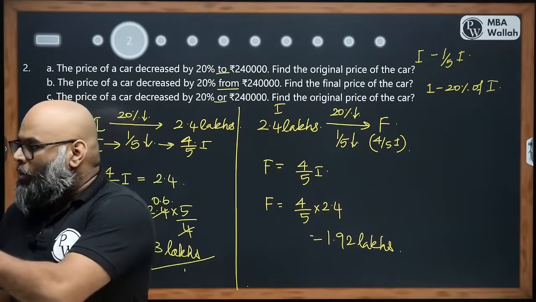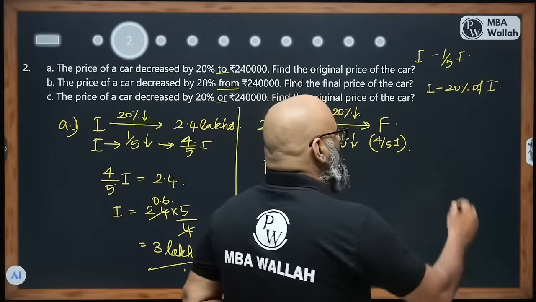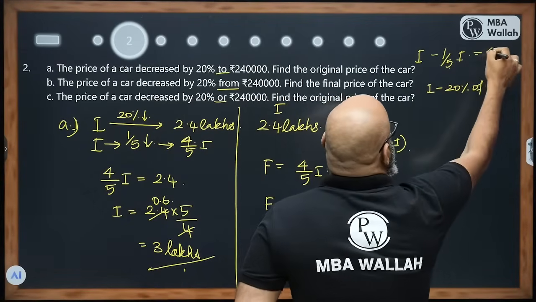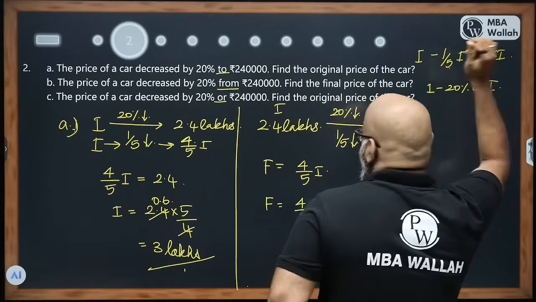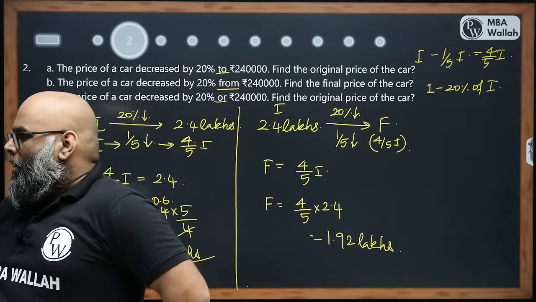For those folks who are asking why 4/5, clear with this. What is 20%? 1/5. So what is I minus 1/5? 4/5 I. Isn't it? Clear with that?